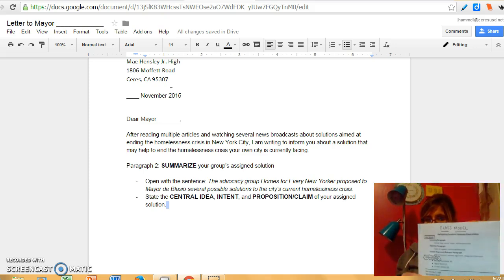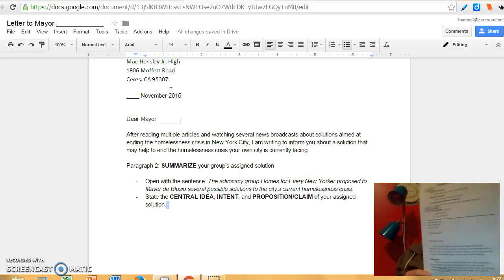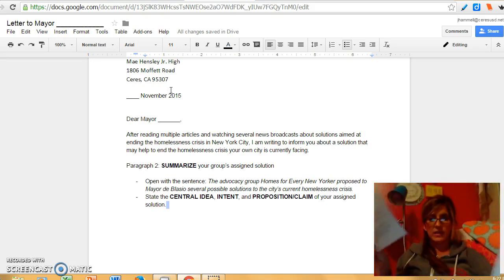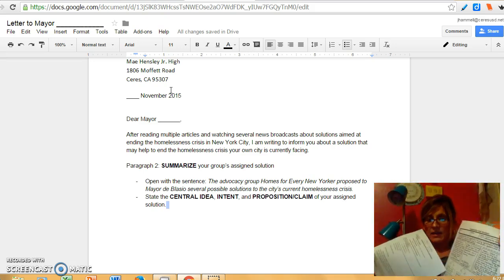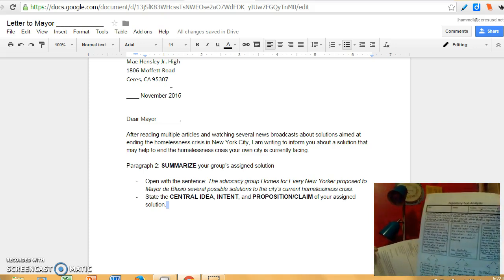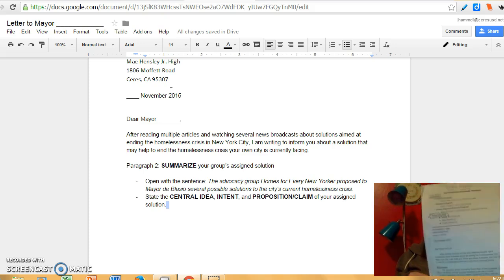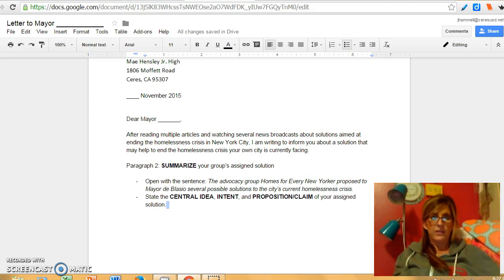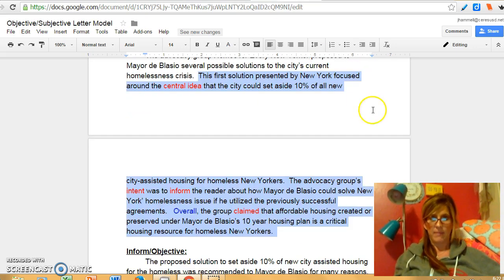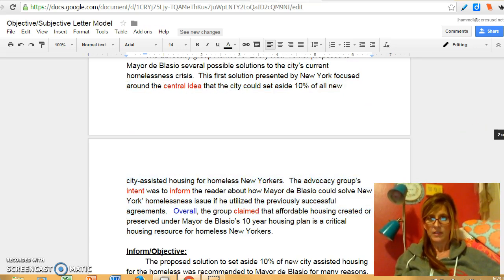So on your desk, we've included a class model, and this model is actually a letter written to Mayor Lee, and we used the ETA for solution number 1, the one we did together as a class, to create the letter model. So if you look, I actually have a digital copy on my computer.